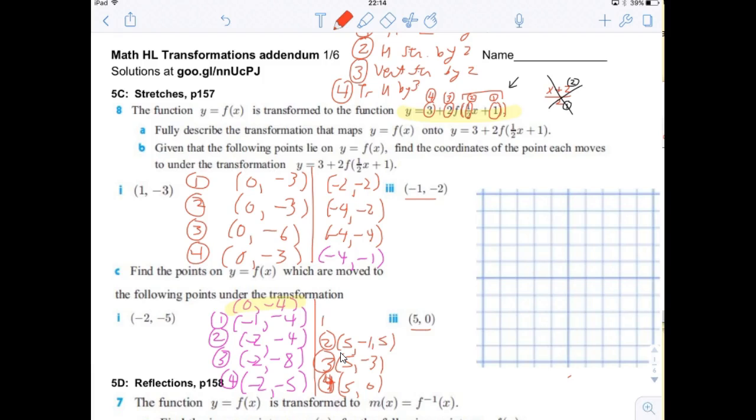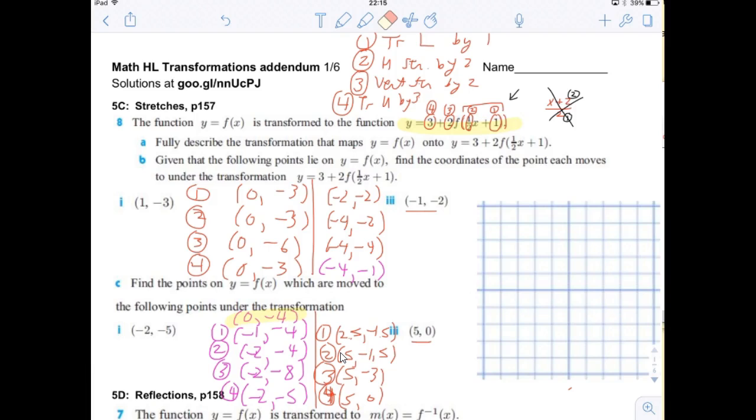-1.5. Then we're going to undo step 2, which is horizontal stretch by 2. We're going to do horizontal stretch by 1/2. So the 5 is going to become a 2.5. Now we're going to undo the last step, which is translate left by 1. We're going to translate right by 1. So the 2.5 is going to become a 3.5. So 3.5, -1.5. So that was the original point then.